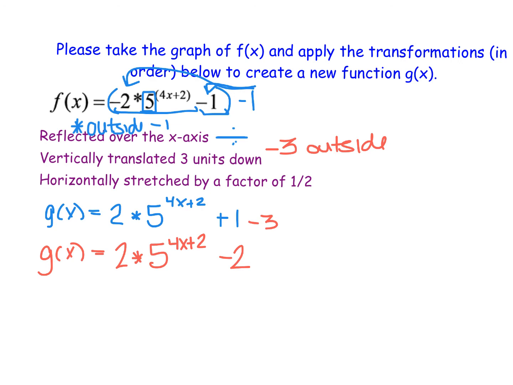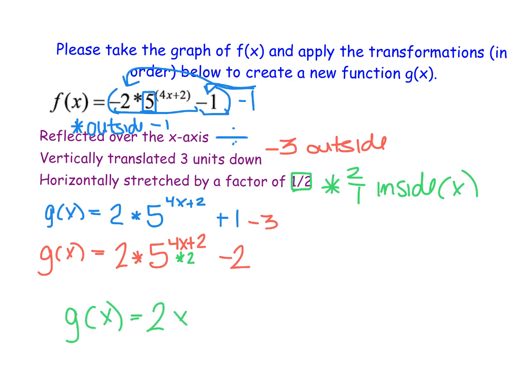Then the last thing here is we're going to horizontally stretch the graph by a factor of 1/2. So that means we're going to multiply by, remember this flips to its reciprocal, so we're going to multiply by 2/1 on the inside applied to x. So we're going to multiply this by 2. So our final function here becomes g of x is equal to 2 times 5 to the power of 8x plus 2, all minus 2.